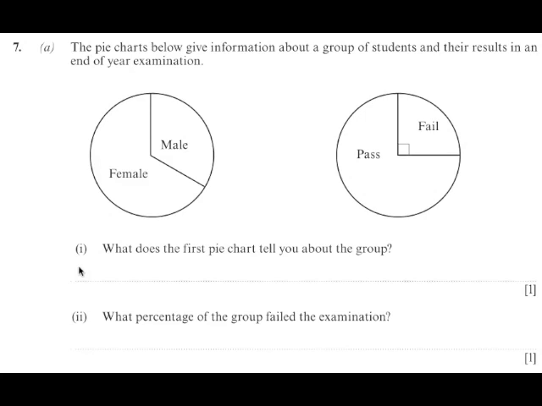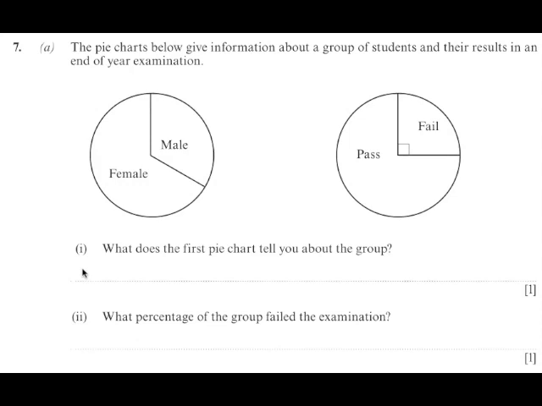The pie charts below give information about a group of students and their results in an end-of-year examination. So what this question is doing is it's testing your understanding of graphical information. And there are two questions here. What does the first pie chart tell you about the group? And the second, what percentage of the group failed the examination?